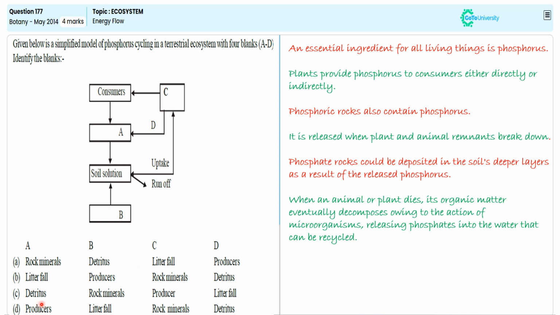A is indicating the detritus, B is indicating the rock mineral, C is indicating producer, D is indicating the litter fall. With this specification, we are choosing option C as the correct answer to secure 4 marks, and we are ignoring options A, B and D.